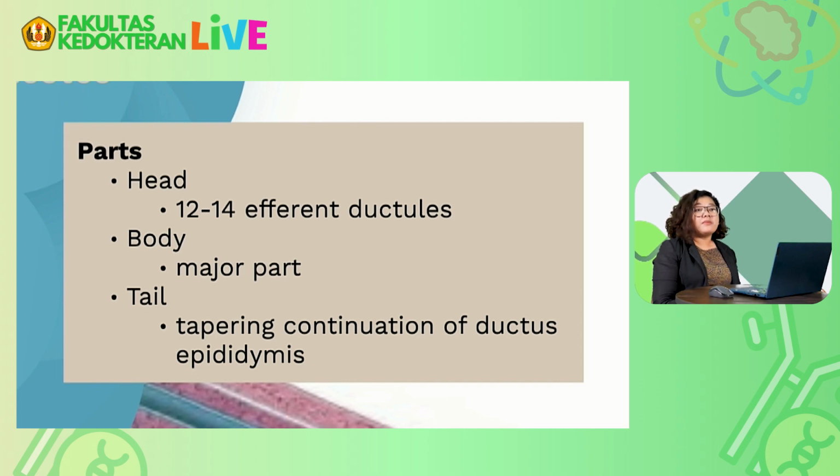It has a head, body, and tail. The head comprises 12 to 14 efferent ductules, while the body is the major part, and the tail is a sort of tapering continuation of the ductus epididymis.